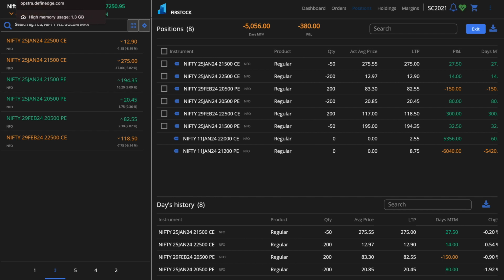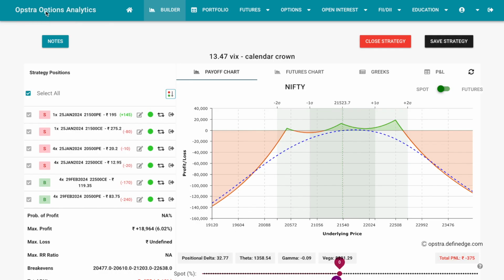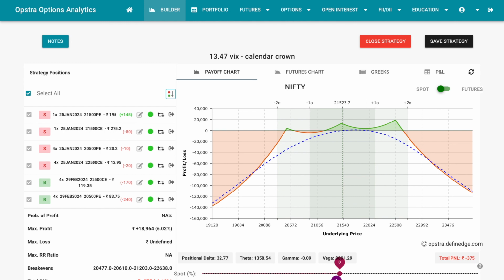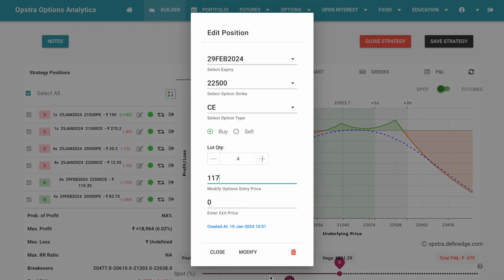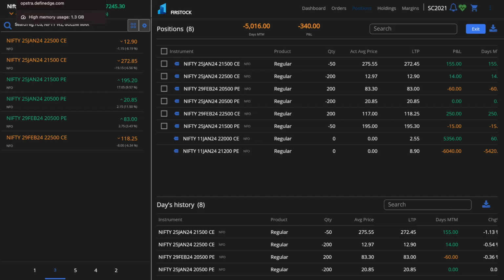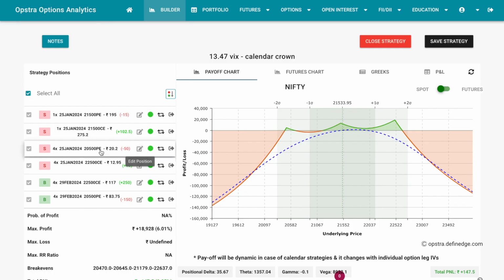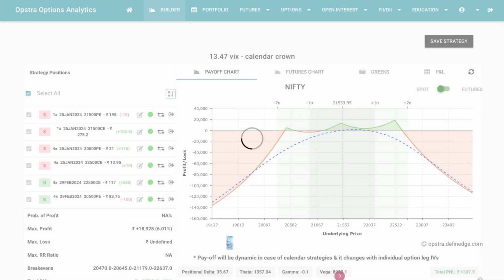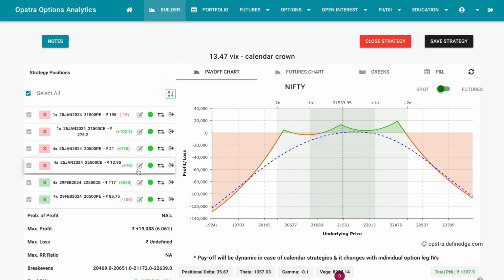Now 4 lots of bought PE at 83, and that is fine. 4 lots of bought CE at 117. I think we can modify this to 117. Then 4 lots of sold CE is at 13 and sold PE is at 21. Let's do it 21. CE is at 13 and that is fine. I think we can save this strategy.